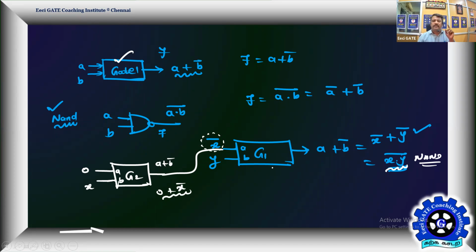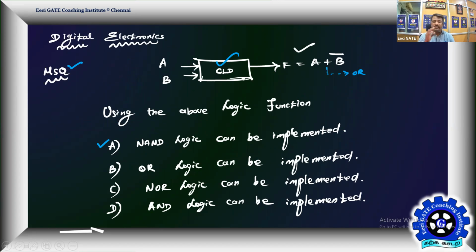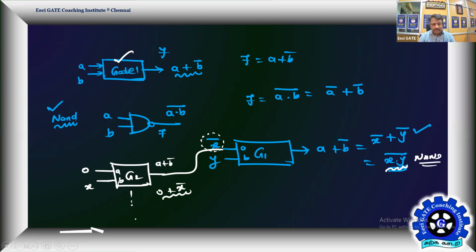So the question is whether we can implement NAND logic function by using the given logic function F is equal to A plus B bar or not. Yes, we can implement. Gate 2 is implementing NOT, it's an inverter. If any logic function is capable of implementing NOT, then we have to prove it is capable of implementing AND and OR. If you know it is realizing AND, OR and an inverter, then by using AOI gates, any logic function can be implemented. So NOT can be implemented by using the given function.